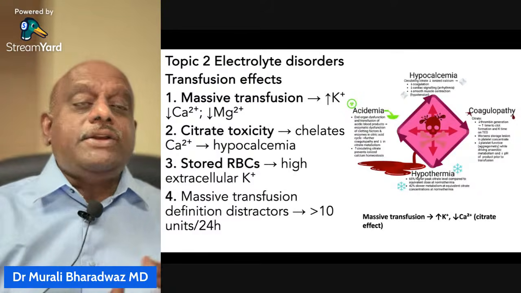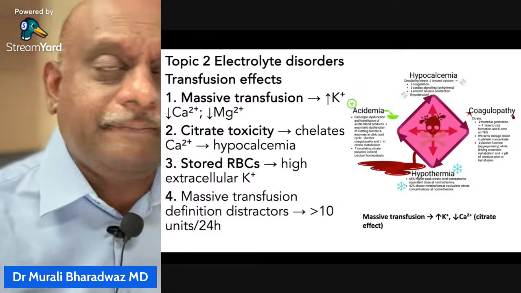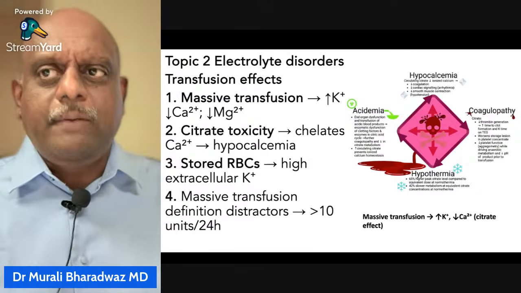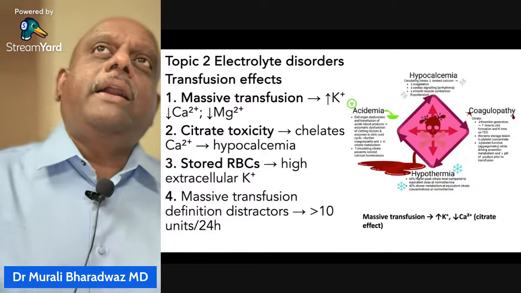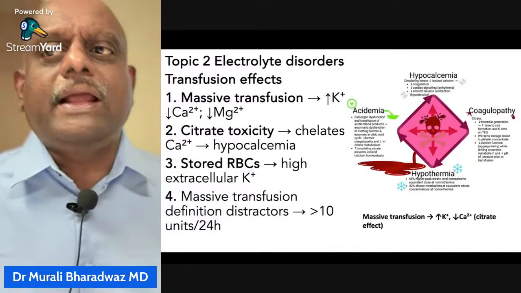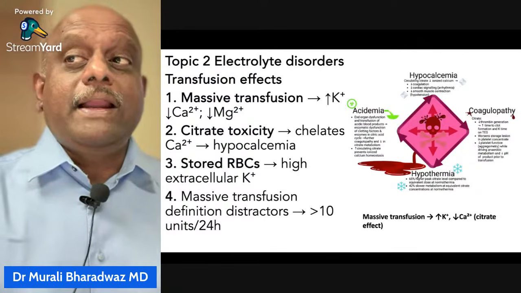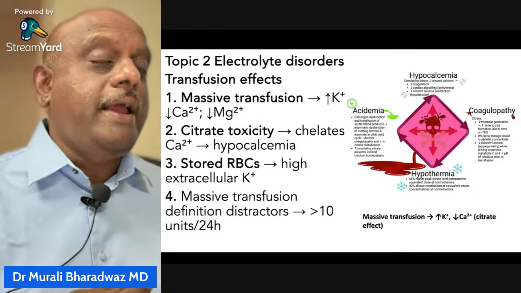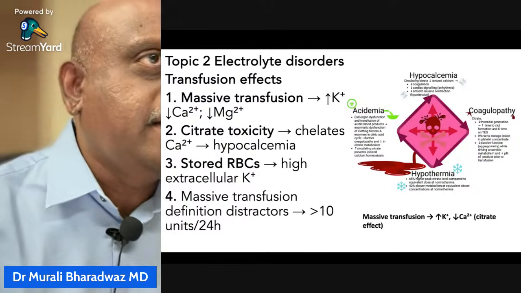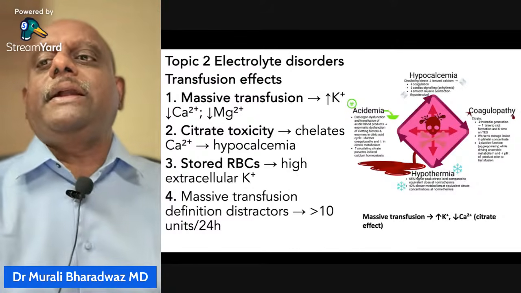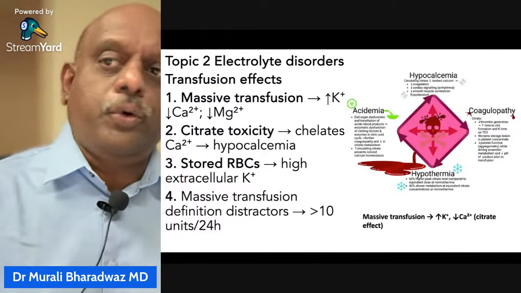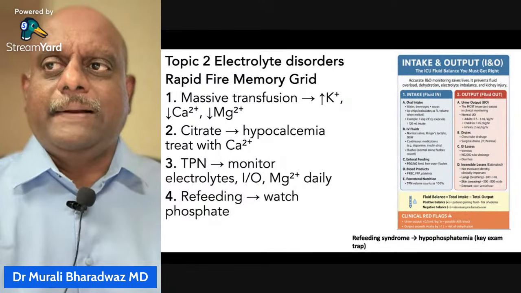Then in massive transfusion, favorite question of the examiner, what are the electrolyte disturbances? There is hyperkalemia, hypocalcemia, hypomagnesemia. Why? Transfused blood contains citrate. Citrate chelates calcium that leads to hypocalcemia. Why hyperkalemia? Transfused blood contains the RBCs. RBCs will break down and release the potassium that leads to the development of hyperkalemia. Right? These are the 2 points which are the favorite questions of the examiner.